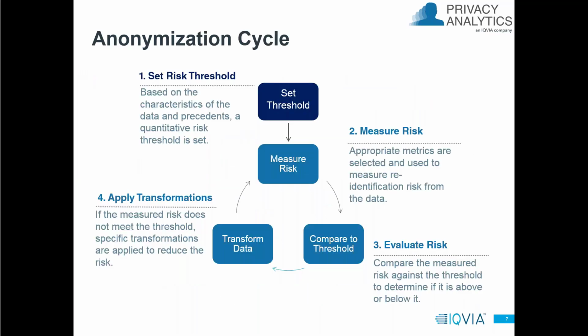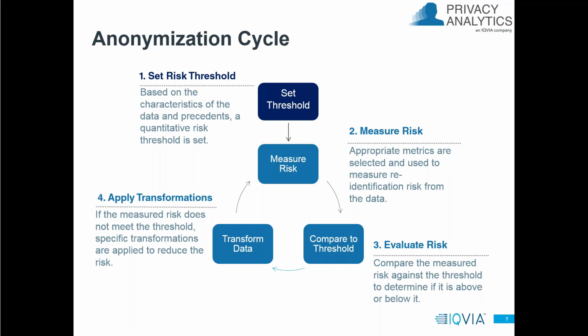So let me talk a little bit about the process. First of all, you have to set a threshold of what's acceptable risk. Then you measure the risk compared to the threshold. And if it's below the threshold, you're good. It's deemed to be de-identified. And if the risk is above the threshold, then you have to apply various transformations to bring down the measured risk to be below the threshold. So that's the basic process.